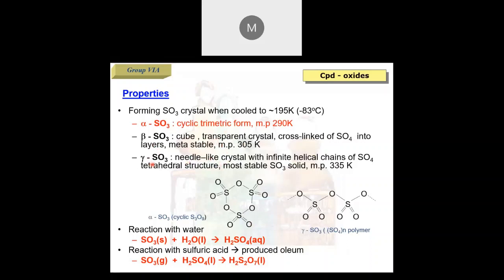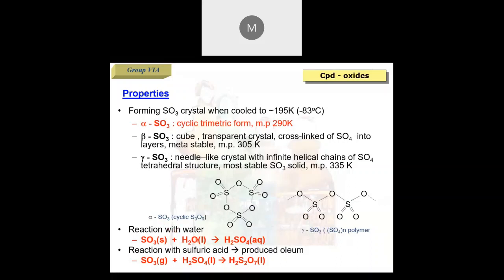And the other one is the gamma sulfur trioxide, a needle-like crystal with infinite helical chains. Helical is just like the DNA, a helical shape, with tetrahedral structure. So the SO4 has a tetrahedral structure. It's the most stable form of solid sulfur trioxide. This is the one in a polymeric chain.